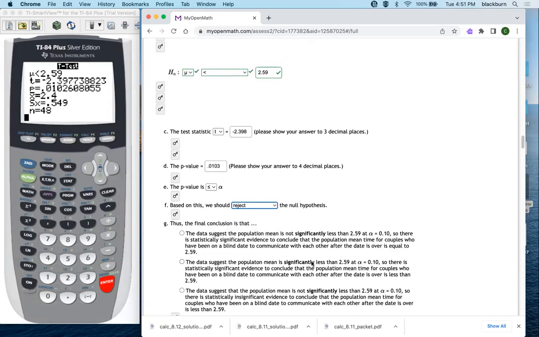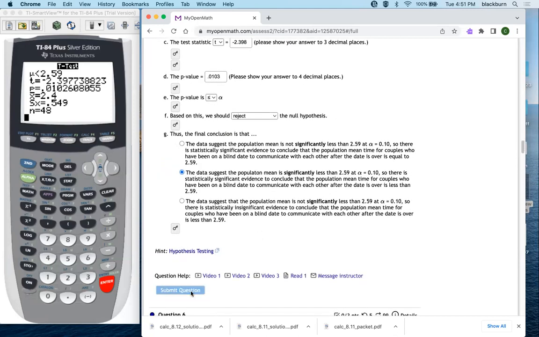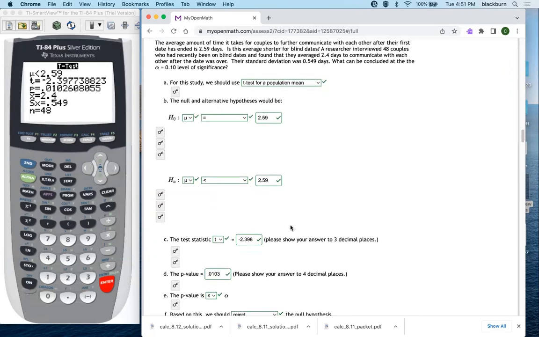All right, the final conclusion. The data suggests the mean is significantly less. So that's the word you should be looking for. Whenever you reject the null, you got data that indicates a significant level of difference than what they came up with. And you're definitely going to conclude then that the mean time for couples who have been on a blind date with each other, after the first date's over, is less than 2.59. So that's what we're going to choose there. Bing, and we got them all right.